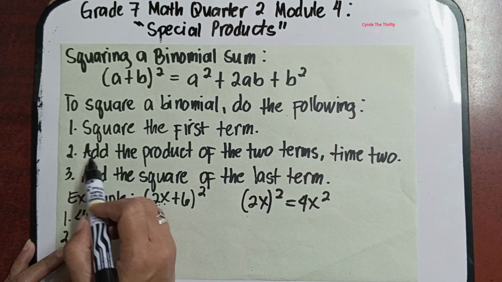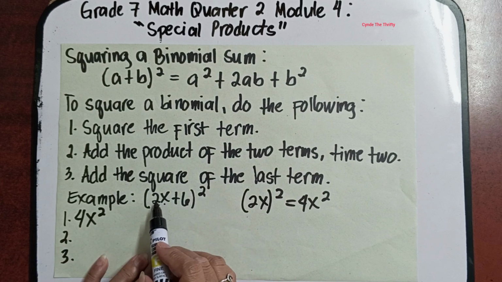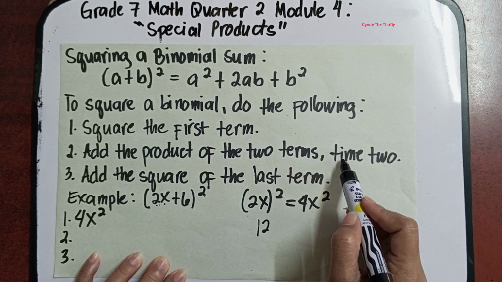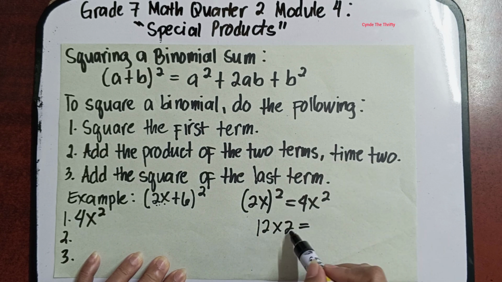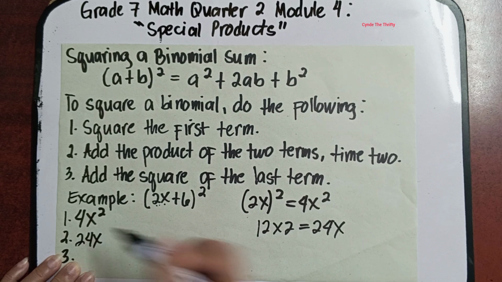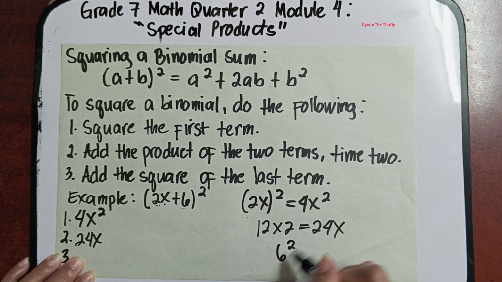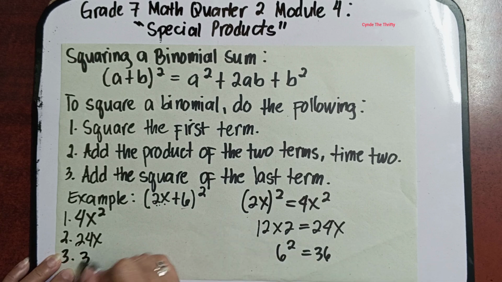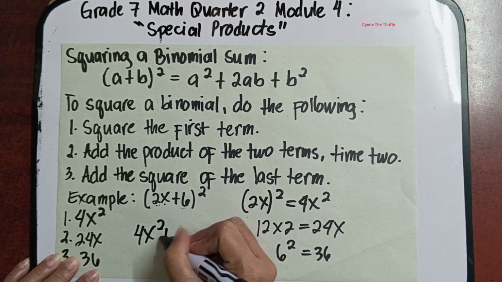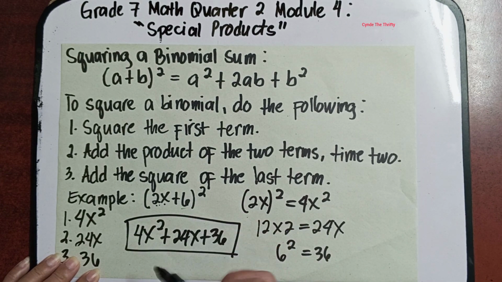And then, ang second, add the product of the two terms. So, i-multiply natin ang two terms natin, 2x and 6. So, 2 times 6 is equal to 12x. And then, 12x multiplied by 2. 12 times 2 is equal to 24. Kopyahin natin si x. So, ang second term natin is 24x. And then last, add the square of the last term. Ang last term natin is 6 squared. 6 times 6 is equal to 36. Okay, so, i-arrange na natin ang ating sagot. So, ang sagot natin is 4x squared plus 24x plus 36. Meron na tayong sagot kaagad kahit na hindi natin siya isolve.